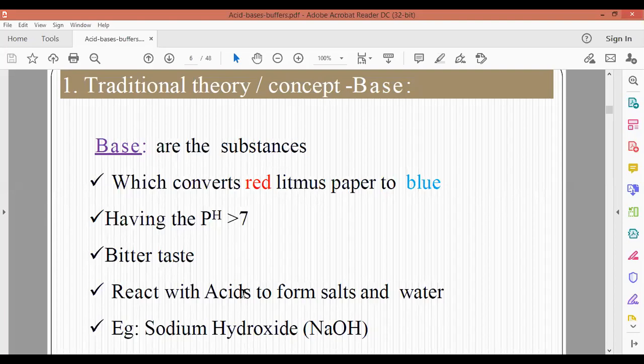So for NaOH, the example I give here, sodium hydroxide, there are many bases, strong bases as well as weak bases. The simple example is sodium hydroxide. A compound having a bitter taste acts as a basic compound. And when they react with an acid, they form salts and water.